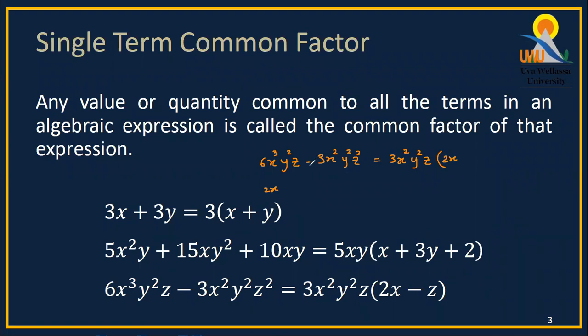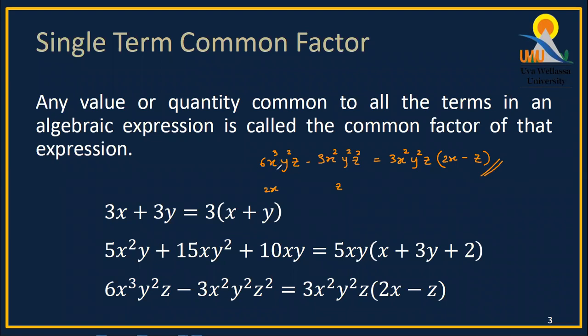Then we can see that negative sign or the minus sign here. If you again look back to the quantity which we can see in the second term, 3 has completely taken out, x squared has completely taken out, y squared is completely taken out, but from this z squared, they have taken the z out. Then the remaining of this would be equal to z. That is how we are getting this as 2x minus z.